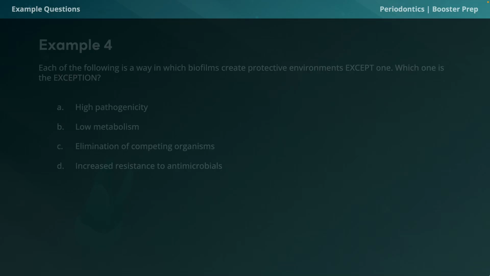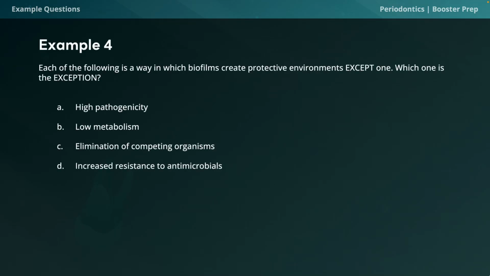All right, last question. Each of the following is a way in which biofilms create protective environments except one. Which one is the exception? Pause the video, read through the answer choices, and when you're ready, hit resume. But the answer is high pathogenicity. This is not a protective mechanism of biofilms.